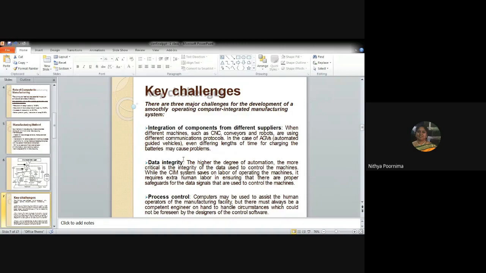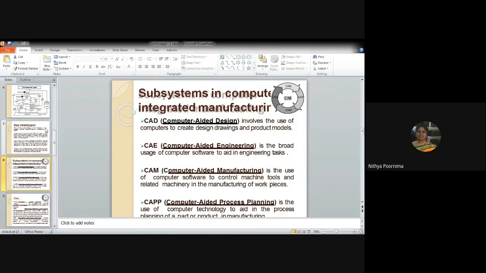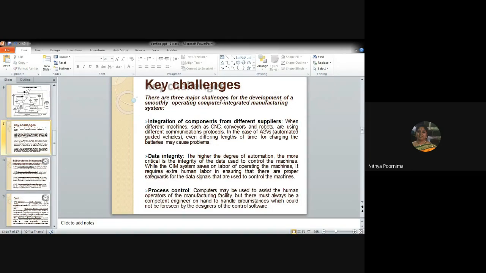Then data integrity. If you look at the database, all information will be coming from different channels to the database, right? You need to channelize this database and make sure that the component and the operation works smoothly here. Next one is the process control. Process control is smooth controlling of different operations. Process control is in charge of the smooth movement from one station to the other station. Smooth movement of operations is controlled by the process control, right?